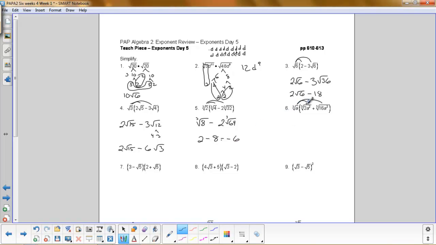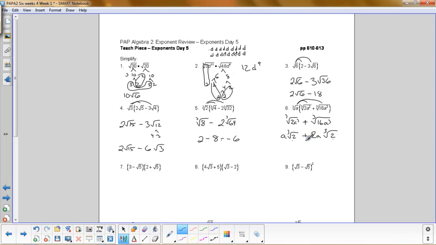Alright, our number 6, we're going to distribute this in. Square root of the cubic root of a of 2a to the third plus the cubic root of 16a to the third. Break this one down by taking out your a, and you get a times the cubic root of 2 plus 2a times the cubic root of 2.